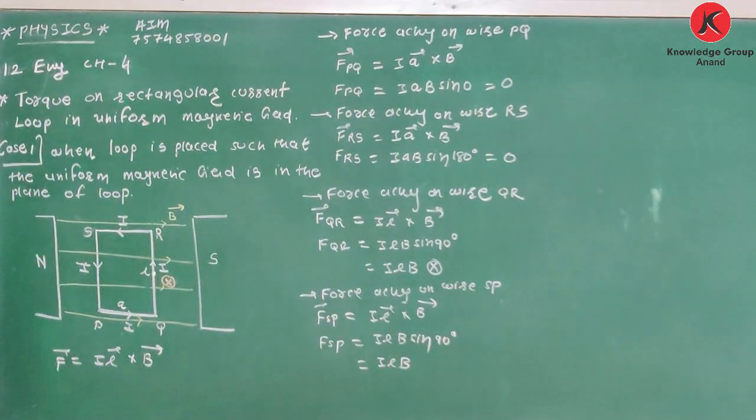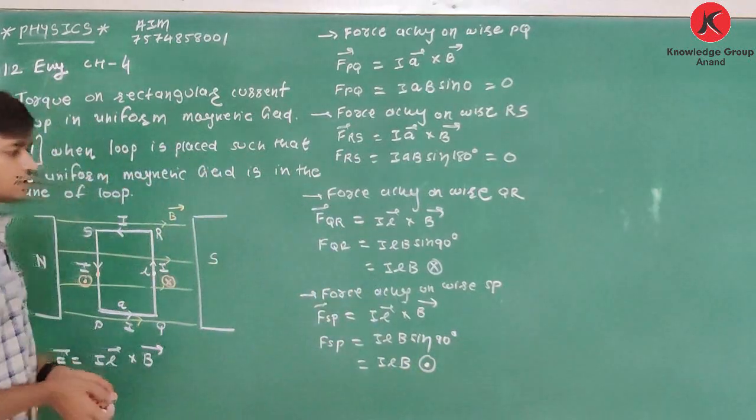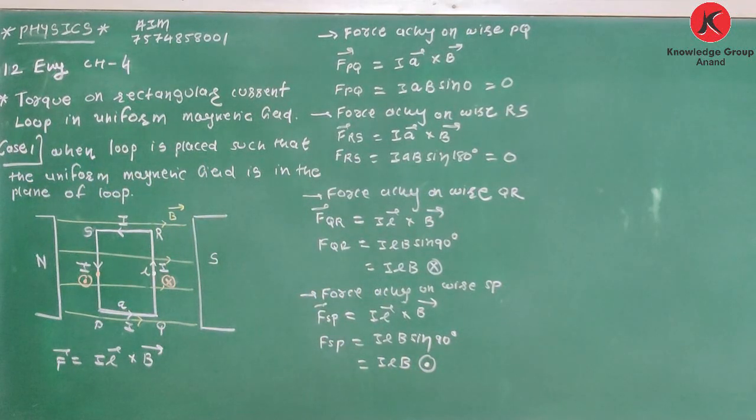But what is the direction? See now, I is in the downward direction. Magnetic field is in this direction. So the thumb is perpendicular outside. So yes, force acting on this wire is perpendicular outside. Clear about this?